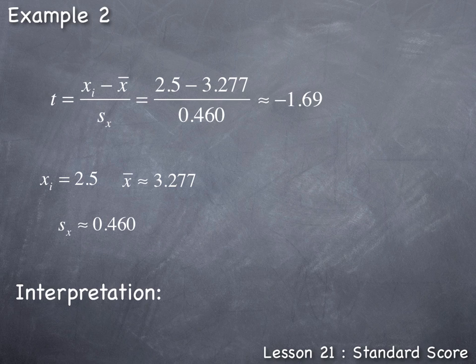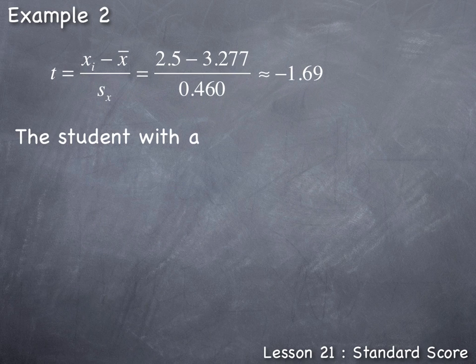Since the standard score is negative, this tells us that a student with a 2.5 GPA has a GPA that is below average for Sierra College Elementary Statistics students. And the fact that the value here, negative 1.69, is much closer to negative 2, where you typically find the lower data values, we could consider this GPA to be a relatively low GPA compared to other Sierra College Elementary Statistics students.